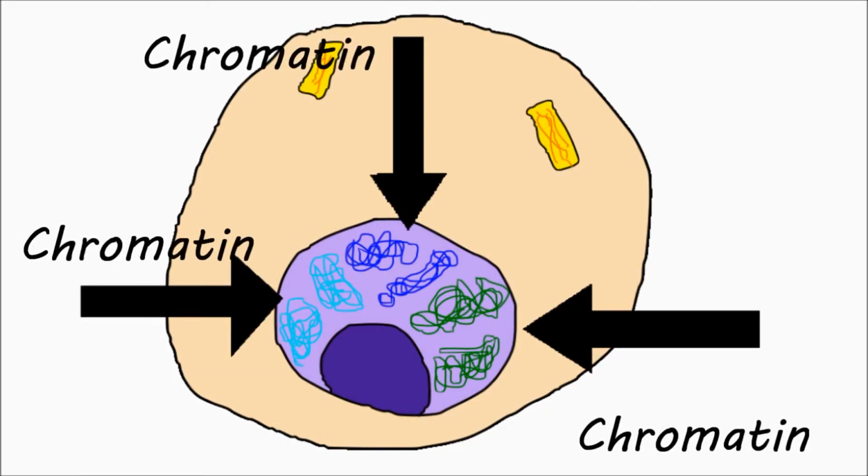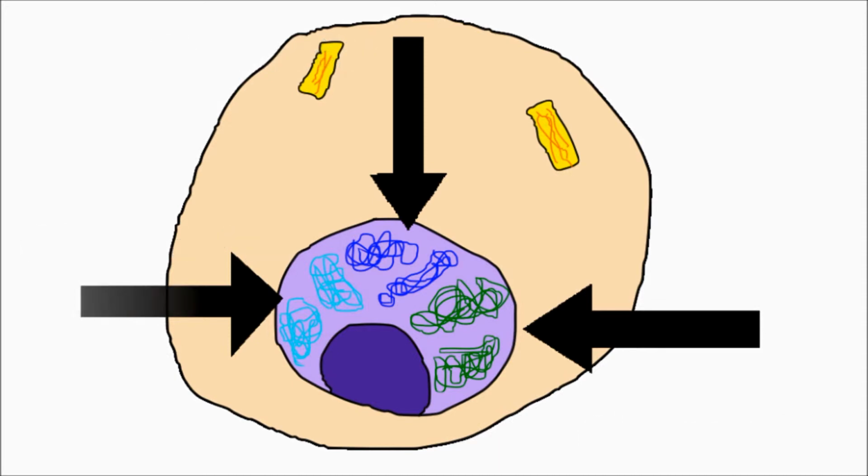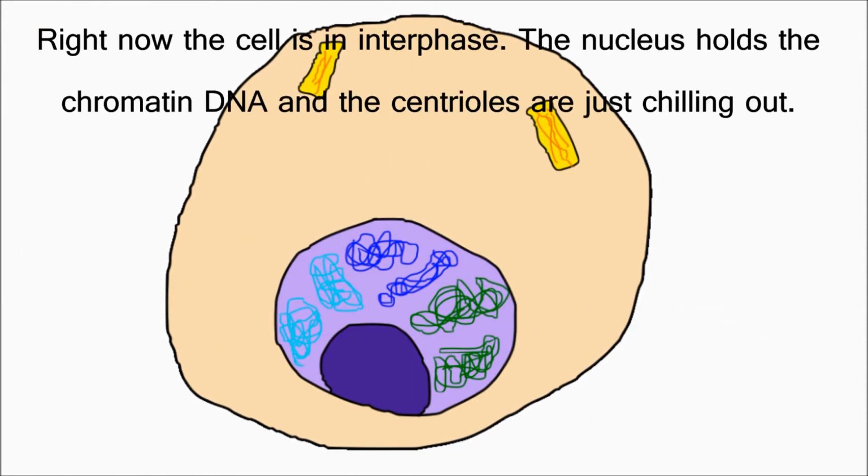These are the chromatin. They are the loose and uncoiled form of the DNA. And by this point in the cell cycle, they have already been duplicated. Right now the cell is in interphase. The nucleus holds the chromatin DNA and the centrioles are just chilling out.